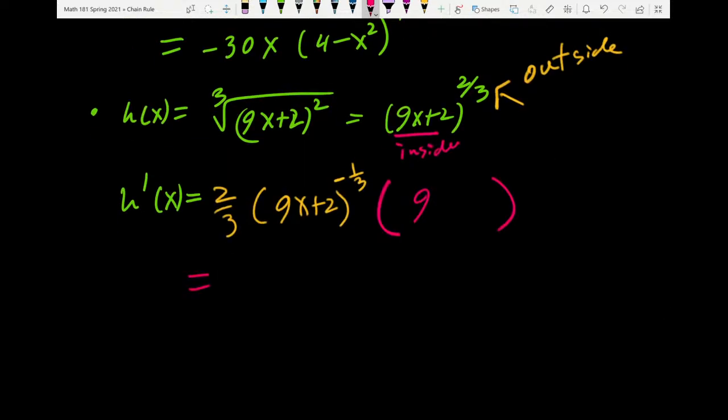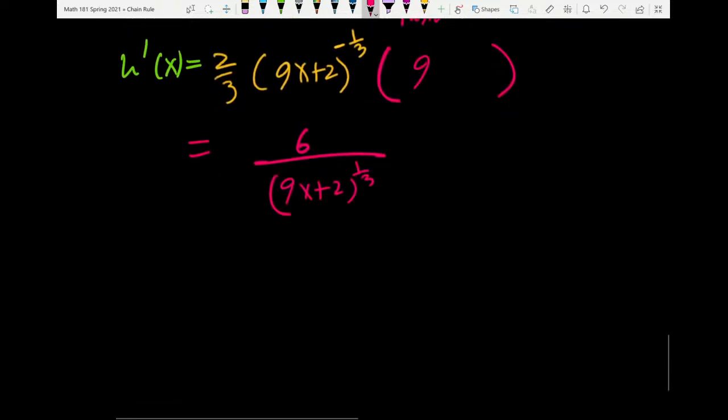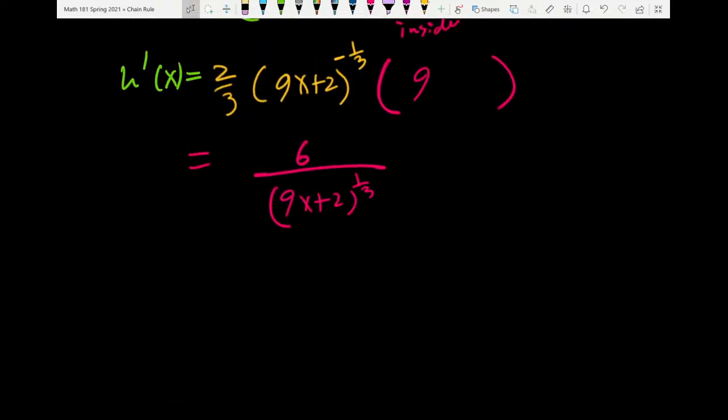If we simplify it, it becomes 6 over (9x plus 2) to the 1/3. Any question? Guys, if you have any homework questions like chain rule, crazy chain rule problem, give them to me, because today all I'm going to do is all chain rule. Chain rule, chain rule, chain rule. So if you have questions, start shooting me right on the question on the chat. So far the chat is good.